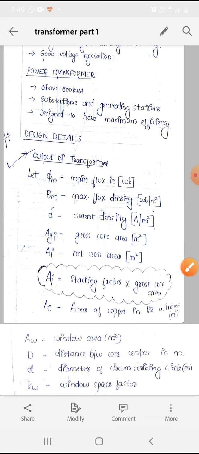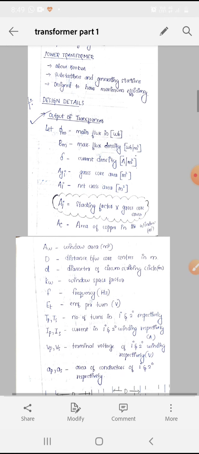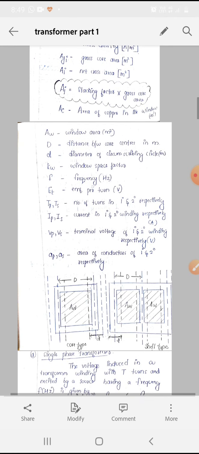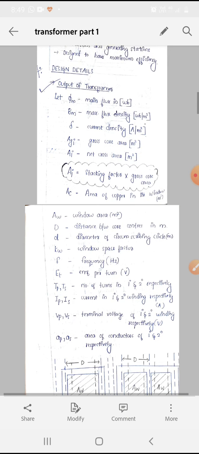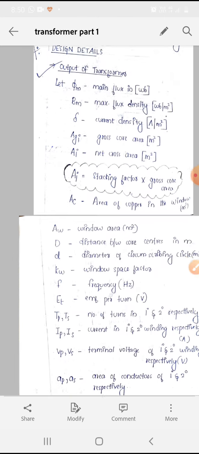So let's go to the output of transformer, or let's go to the design details of transformers. We need to study basically the single phase output equation of transformers and three phase output equations of transformers. Before going in detail with the derivation, let's familiarize with the notations.